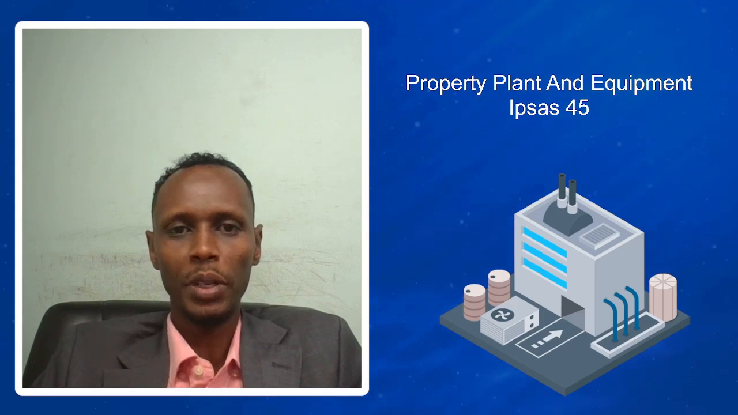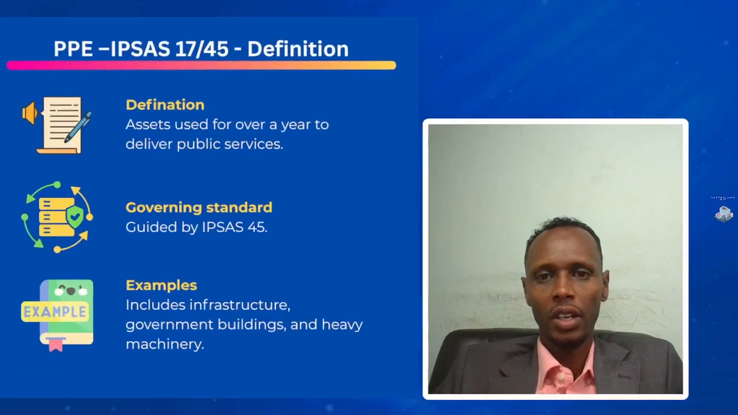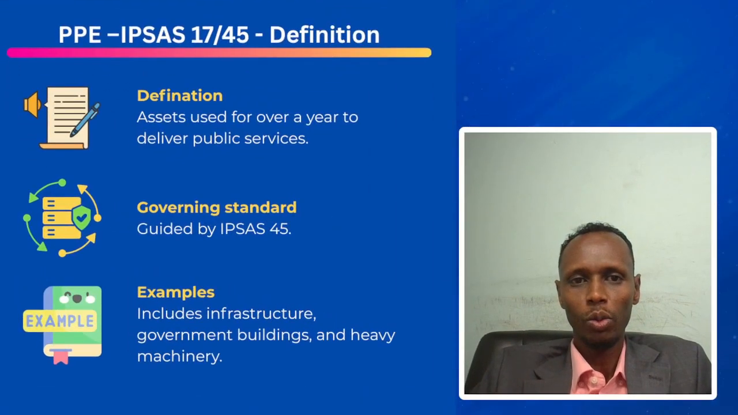So today I will take you through property, plant and equipment under IPSAS 45. We will start by defining what this PPE is. When we are talking about property, plant and equipment, we all know it is something fundamental in the public sector. So property, plant, equipment, or simply put, PPE. What is it? PPE are the physical, tangible assets we use for more than a year to serve the public. That is what it is.